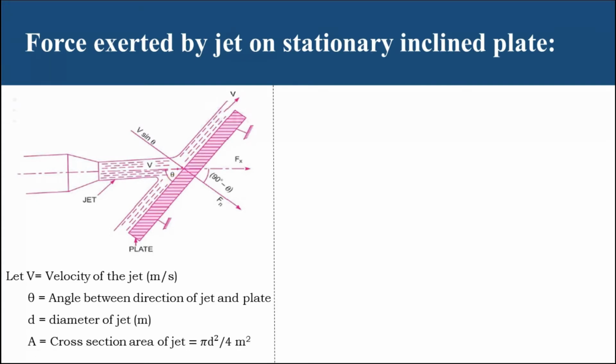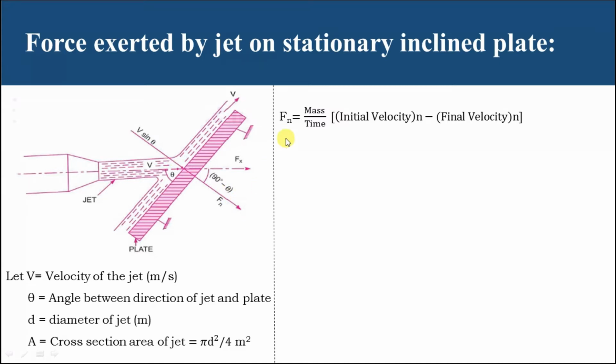Then let d is the diameter of the jet. So basically we will have the cross section area of the jet as pi by 4 d square. Okay, so we will apply our impulse momentum principle along normal direction. So this normal, it is nothing but this direction. This is a plate surface, so whatever the direction which is perpendicular to the plate surface, this direction Fn as shown in the figure.